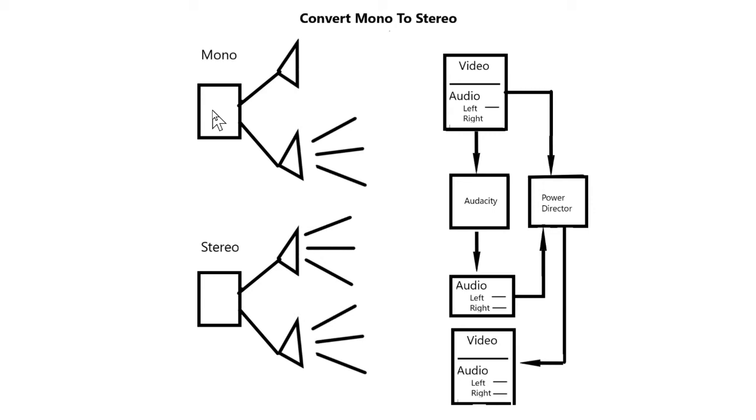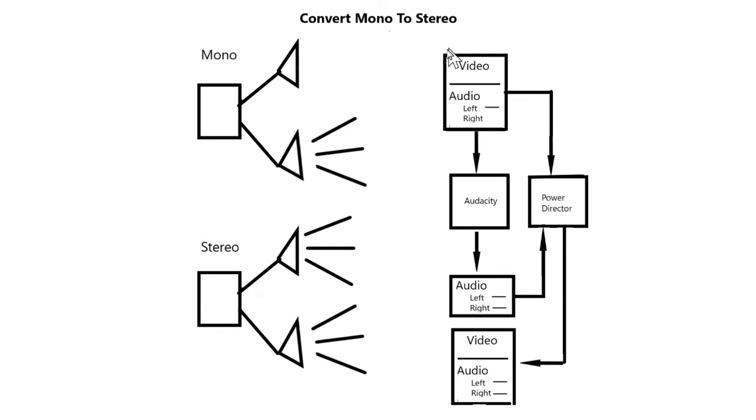Convert mono to stereo. If you have a mono sound file or a video with mono sound, when you play it, you'll only hear it in one earphone or out of one speaker. If you convert that sound to stereo, you will then hear it from both speakers and it'll sound normal. So what we'll do in this video is show you how to do the conversion.